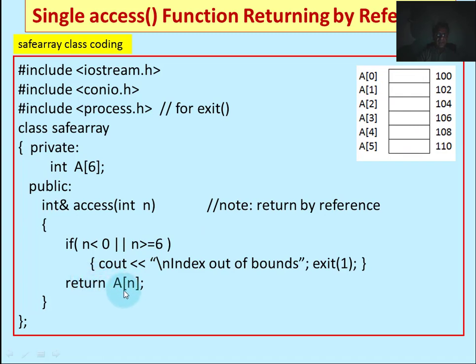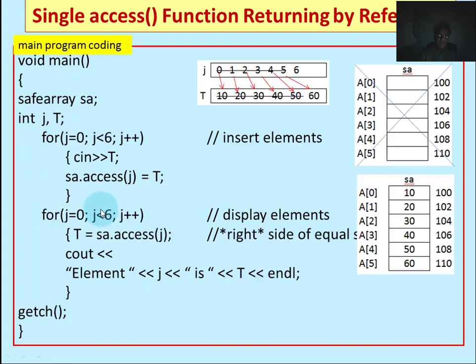So here we are returning the actual value, but the type is such that we have to return the address of an integer memory location. So each memory location, A of 0, A of 1, A of 2, A of 5, these are integer memory locations. So their addresses will be returned because the return type is address or reference.